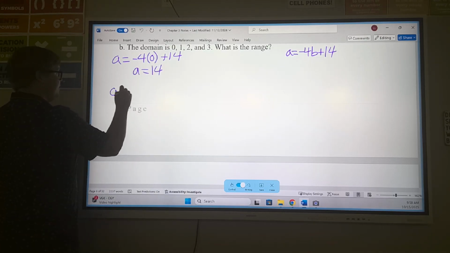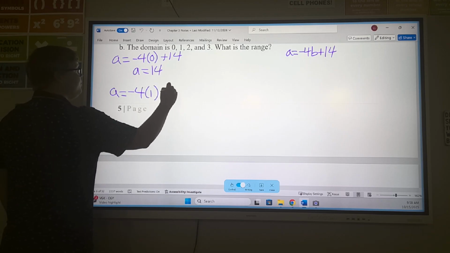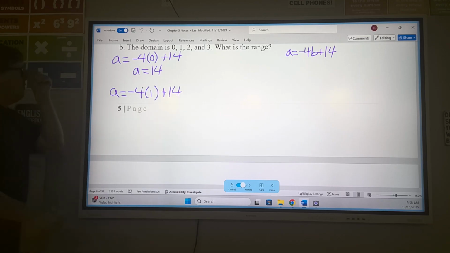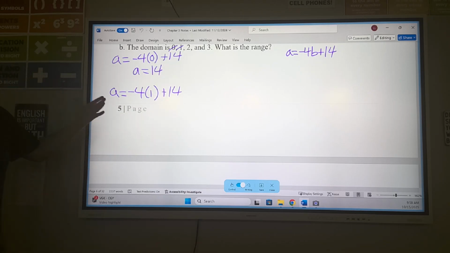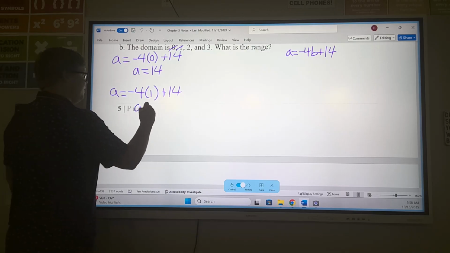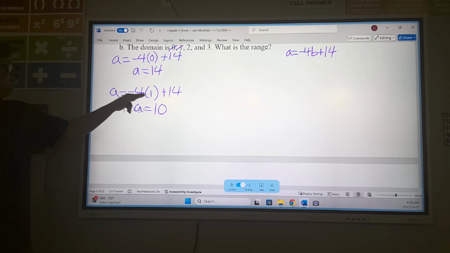Our second equation, a equals negative 4 times 1 plus 14. Negative 4 times 1 is a negative 4. 14 minus 4 is 10. So that tells us right there, if we are making one batch of avocados, we are using 4 avocados, right? Because 14 minus 4 is 10. That means we have 10 left.